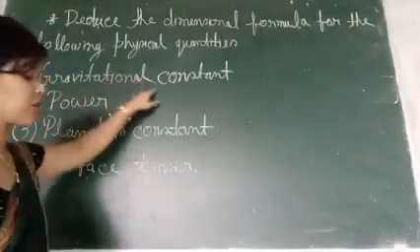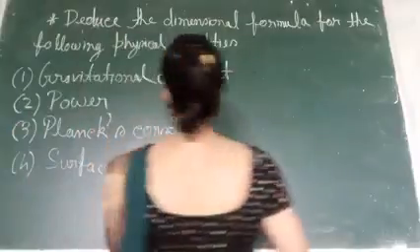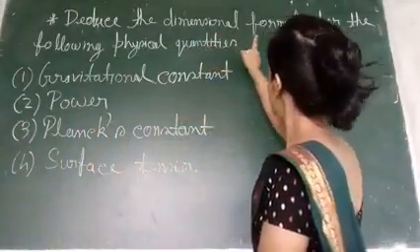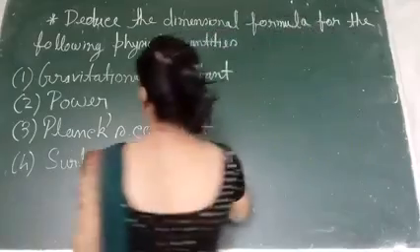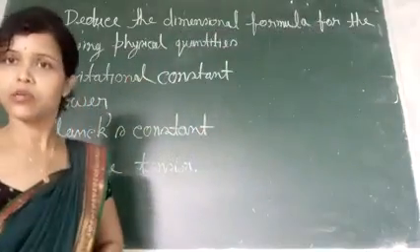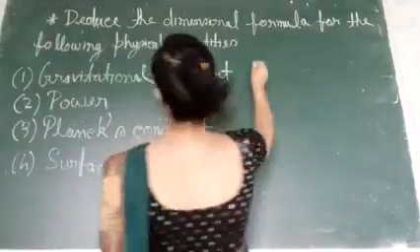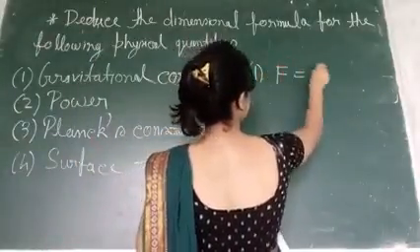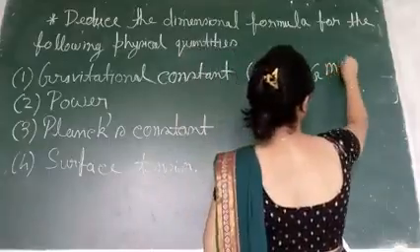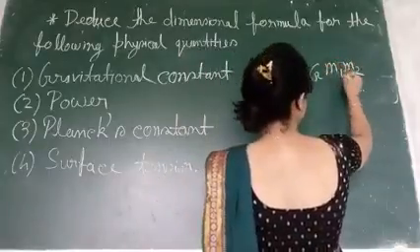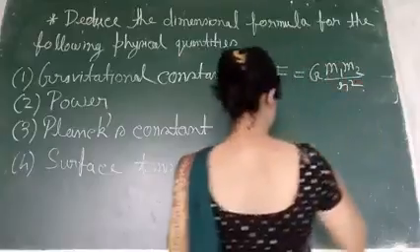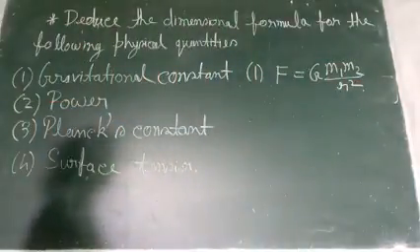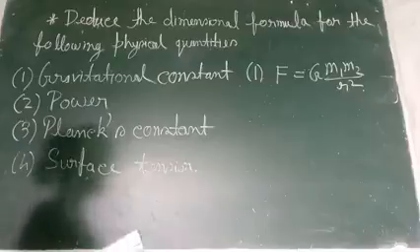Gravitational constant. For this, to find the dimensional formula, first we should know what the gravitational equation is. Equation number 1, already we know F is equal to G into M1 into M2 by R squared. Here G is the gravitational constant.